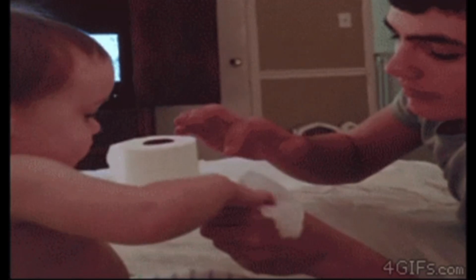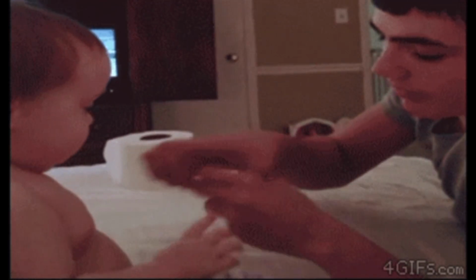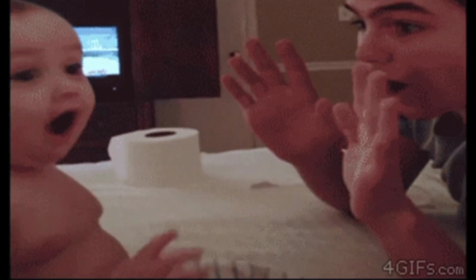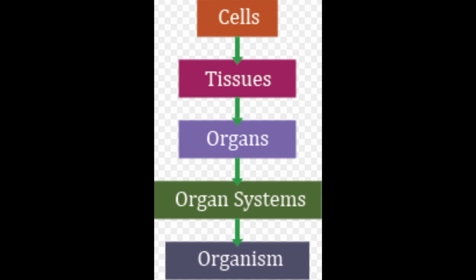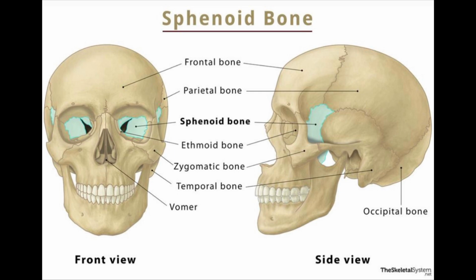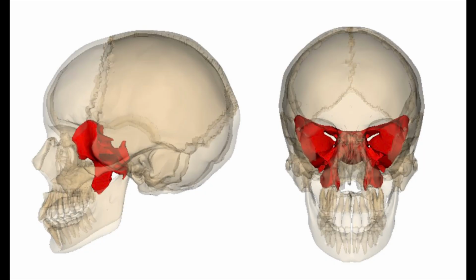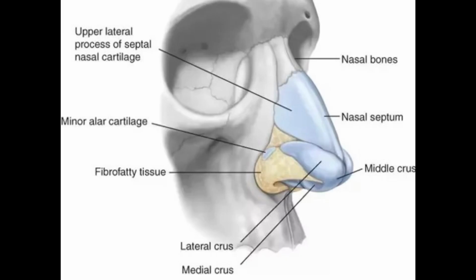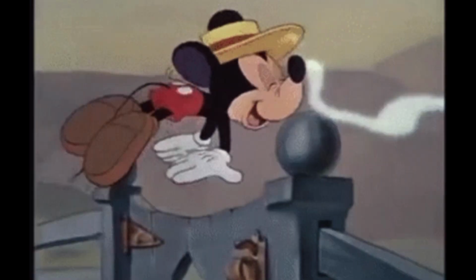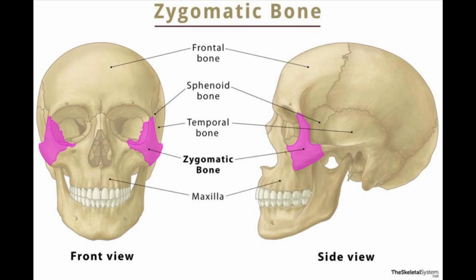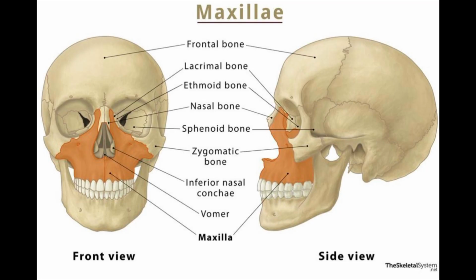Groups of cells that are similar in shape, size, structure, and function are tissues. Organs generally consist of two or more different tissues. The sphenoid bone joins together all the bones of the cranium. The nasal bone forms the bridge of the nose. The zygomatic or malar bones form the cheeks.